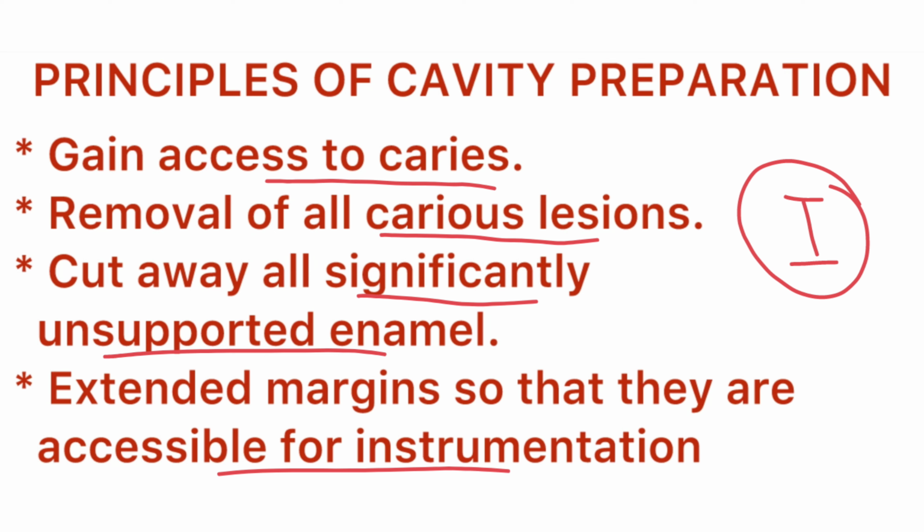For example, this is our tooth. So while removing this black colored carious lesion, we still have to extend the cavity margin beyond it so that proper instrumentation will be possible.